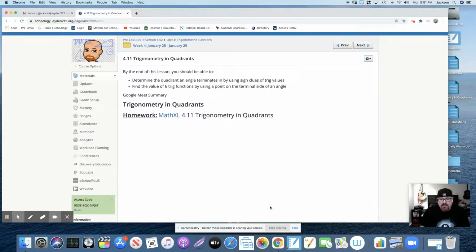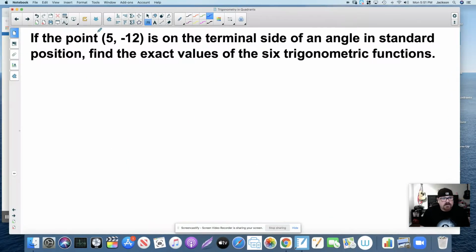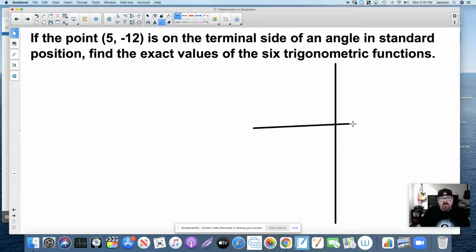Okay, let's be problem solvers, shall we? If the point 5, negative 12 is on the terminal side of an angle in standard position, find the exact values of the 6 trigonometric functions. So they give me a point. I'm going to use a coordinate plane to help me plot that point.